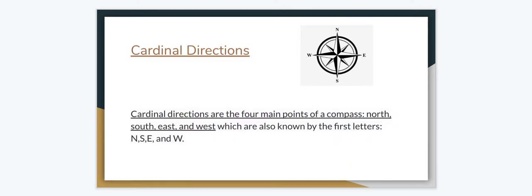Cardinal directions. Cardinal directions are the 4 main points of a compass: north, south, east, and west, which are also known by the first letters N, S, E, W. These directions are used all the time. Geographers use them. People who aren't necessarily doing anything with geography use them. Once you get a car and you're going to be driving places, you're going to be using them. They are important to use, and they're an excellent way to successfully navigate your Earth.